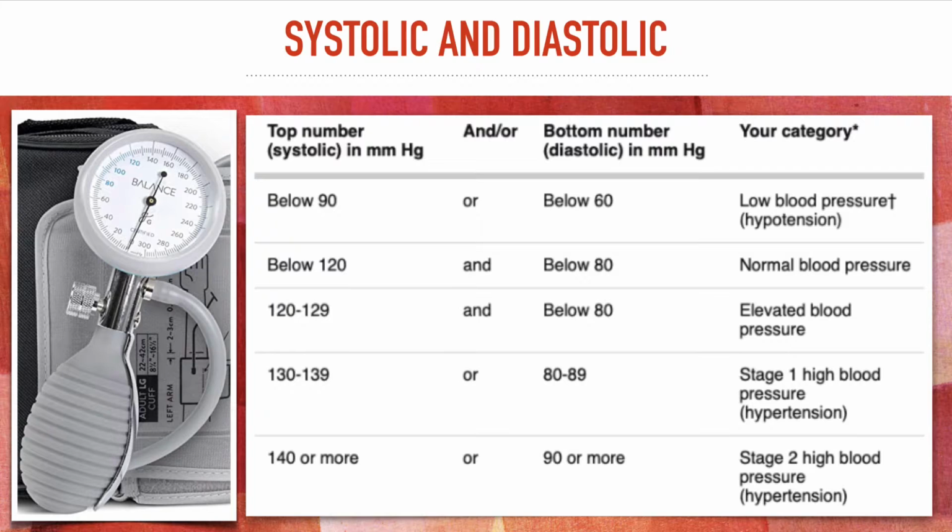A blood pressure measurement has two numbers. The top number is the systolic, which is the pressure of the blood flow when your heart muscle contracts to pump blood. The bottom number is the diastolic, which is the pressure measured between heartbeats. Let's take a look at what they mean.